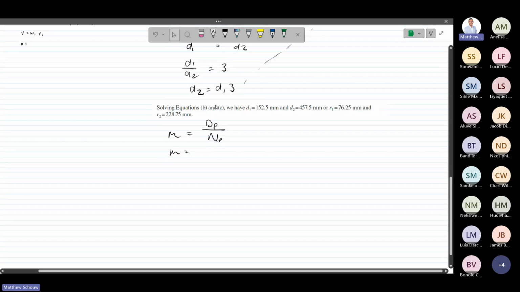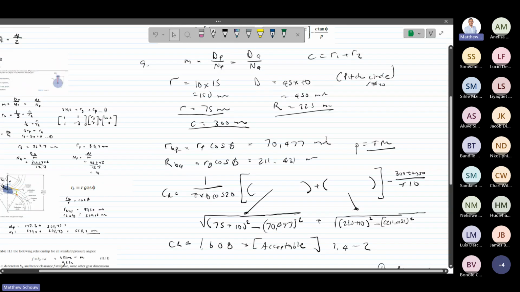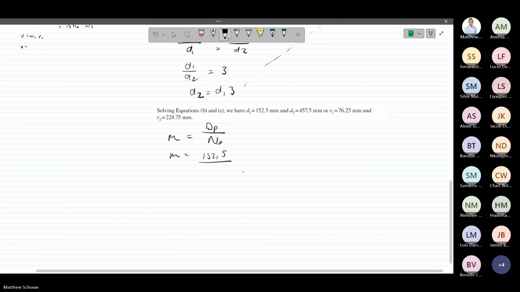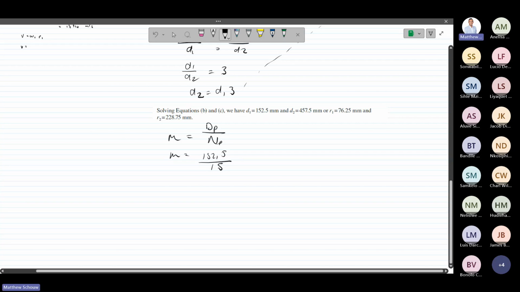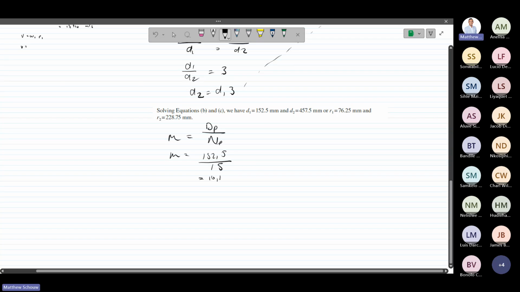So the diameter for our smaller one is going to be 76. I have the value there. It's 152.5 divided by the number of teeth, which is 15, right? If you compute that, let me just use my calculator here, 152.5 will give you 10.167 millimeters. So that's my new module.